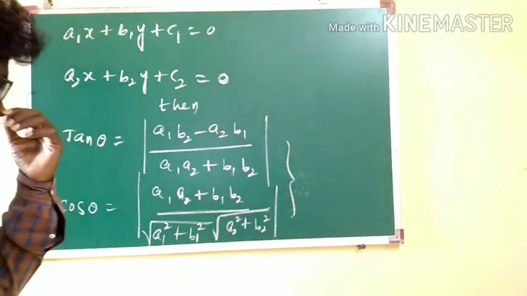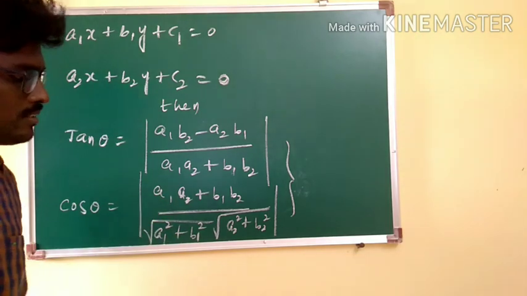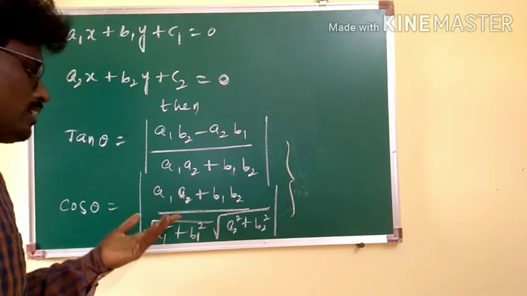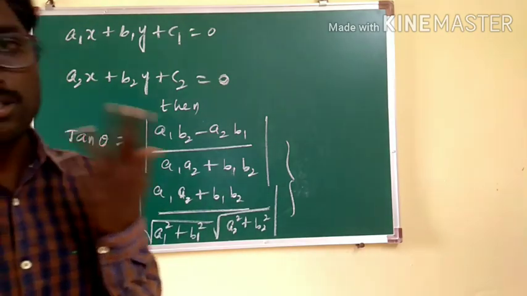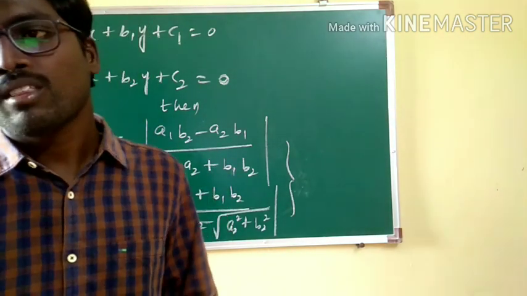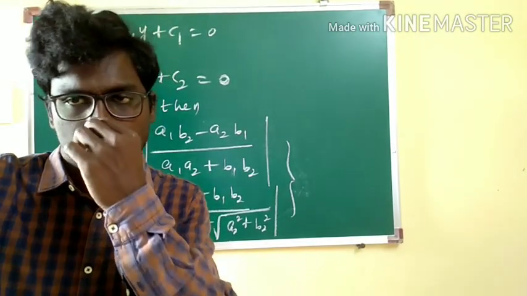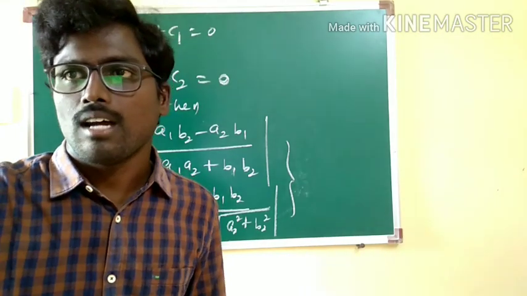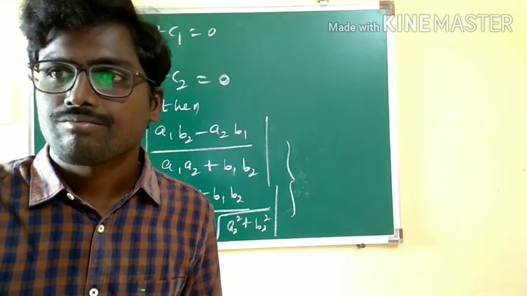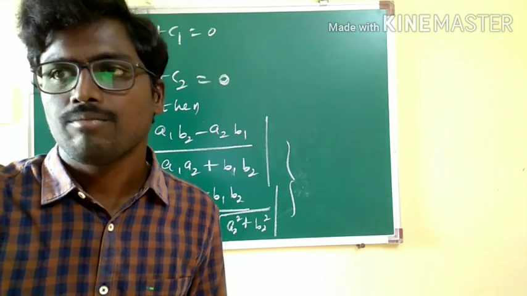If you want to take in terms of tan theta, you will take this result, and in terms of cos theta, you will take this result. Still, if you want sin theta, you can calculate cos theta and take root of 1 minus cos square theta. You will get the requirement. If one angle is theta, what is the other angle? Pi minus theta. Nothing difficult here. Okay, these are angles if you want to take in terms of tan theta and cos theta.